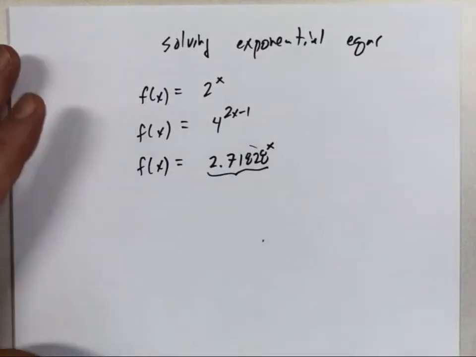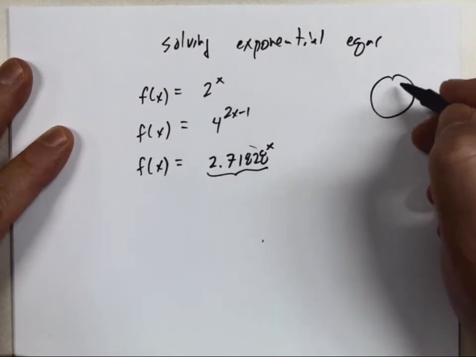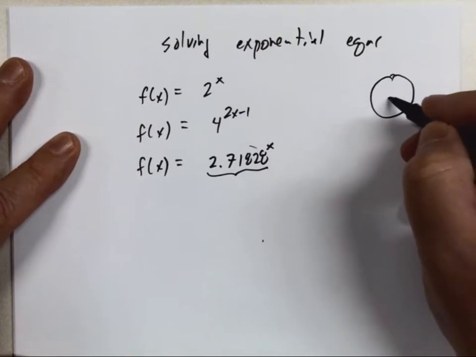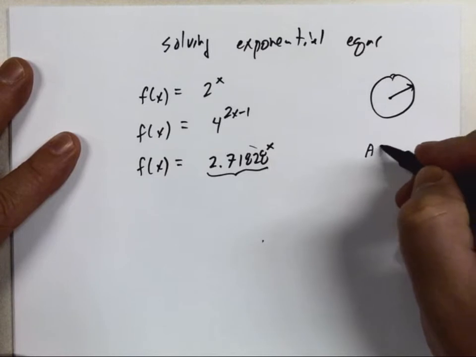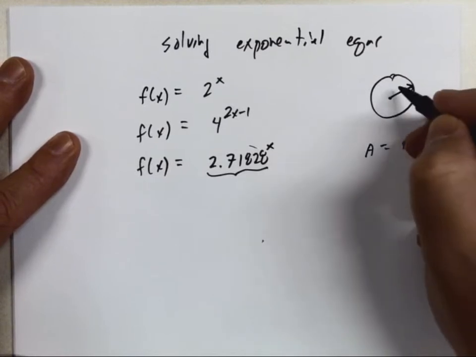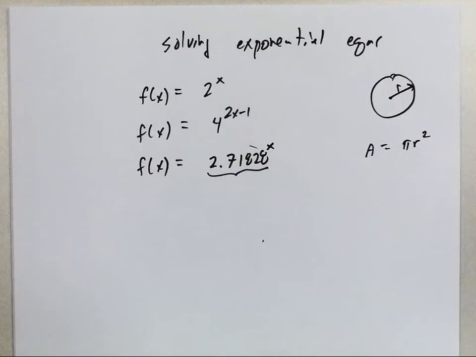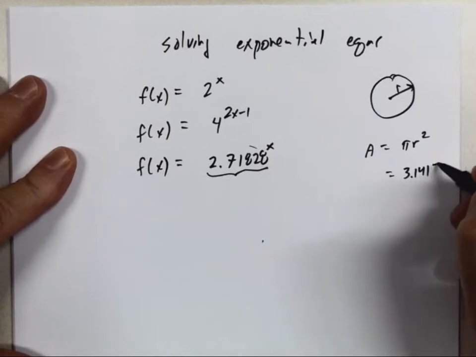It's almost like, do you remember when you were learning about geometry and circles? And they said, what's the area of a circle? If you remember, pi r squared. And someone might say, what is this pi? I said, oh, that's just that special number, 3.1415, goes on forever.